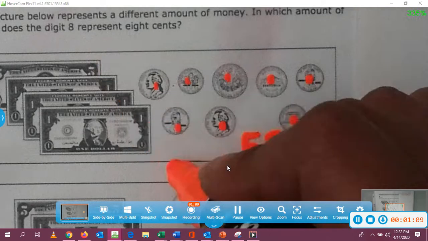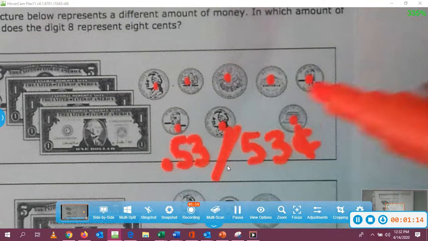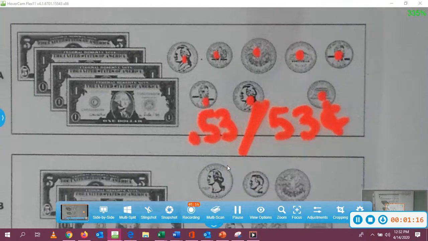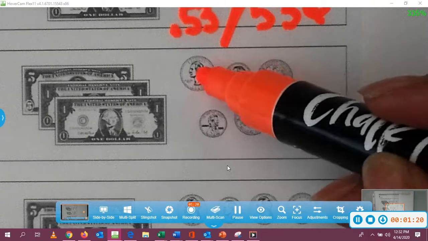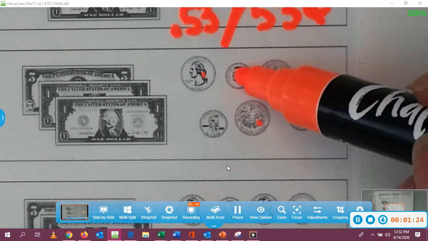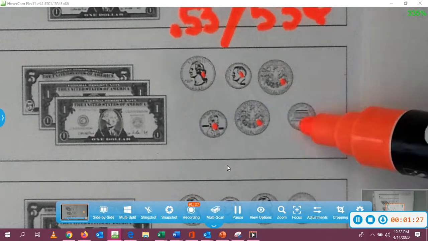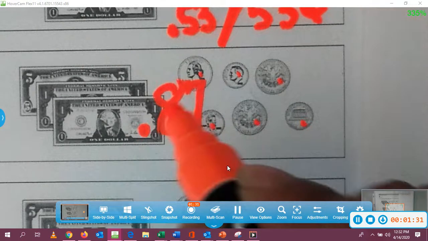Same thing. Alright, let's go to the next set of coins. 25, 50, 75, 85, 86, 87. So this set of coins represents 87 cents.